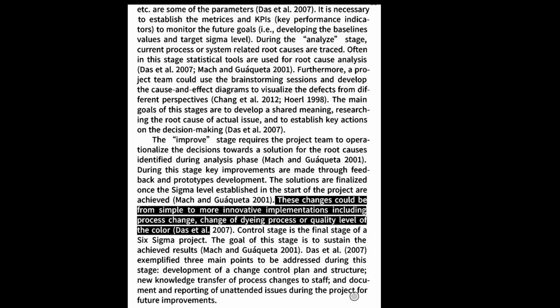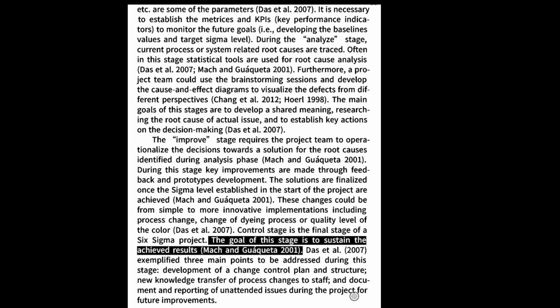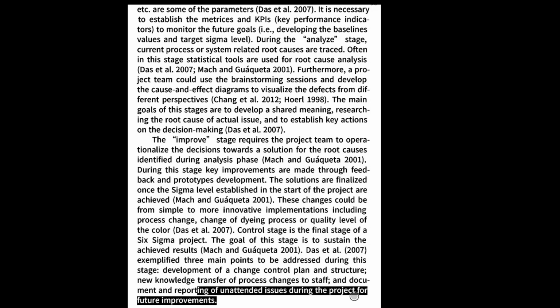Das et al. 2007. The control stage is the final stage of a Six Sigma project. The goal of this stage is to sustain the achieved results. Das et al. 2007 exemplified three main points to be addressed during this stage: development of a change control plan and structure, knowledge transfer of process changes to staff, and documenting and reporting of unattended issues during the project for future improvements.